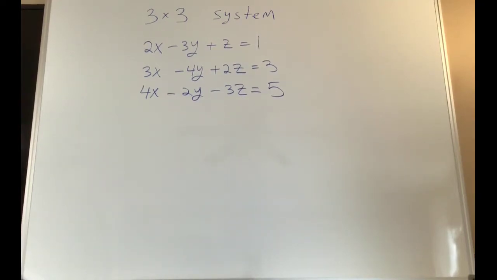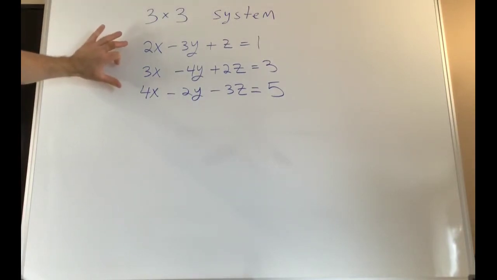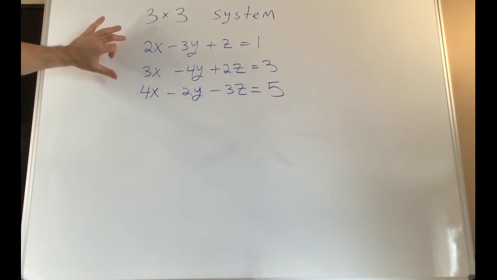Okay, the next topic. You did 2 by 2 linear systems. You figured out where two lines meet without drawing them. Here, you're doing a 3 by 3 system. This is basically the 2 by 2 system on steroids. You see that it grew another letter and it grew another equation.